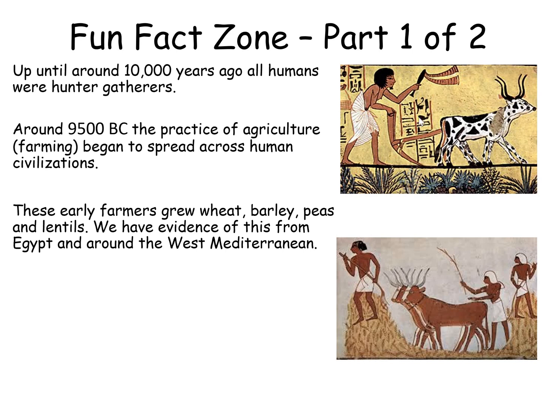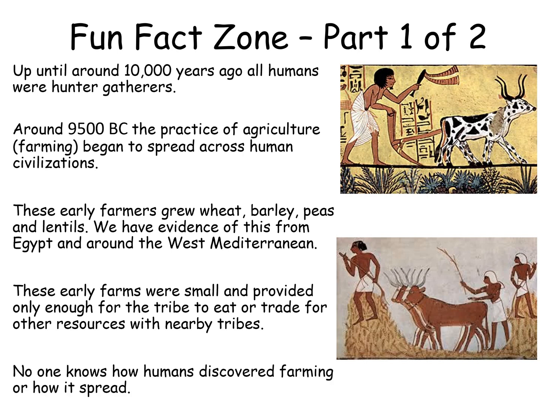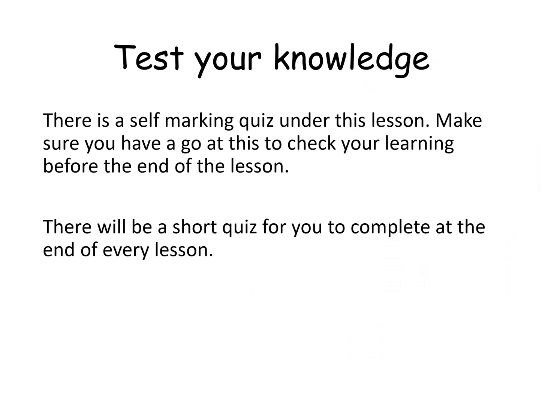Here's some old Egyptian paintings you can see of them farming, and you can even see the wheat husks in here. Now, these early farms were small and provided only enough for the tribe to eat or trade for other resources with nearby tribes. And no one knows how humans discovered farming or how it spread across the entire world. Now, next lesson we'll have part 2 of this fact, which will look at how acid and alkali is impacted on farming.